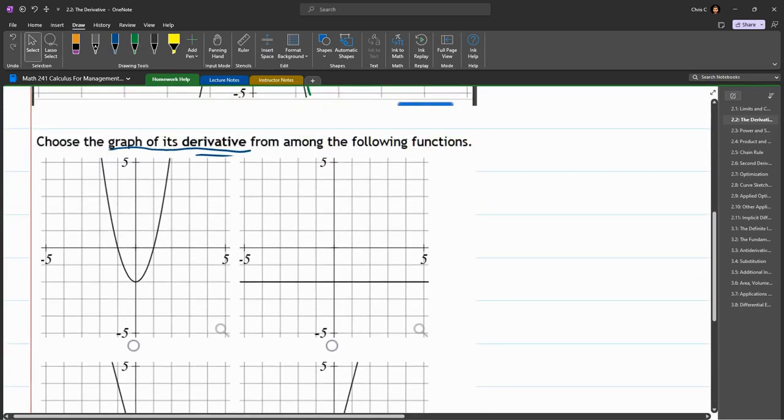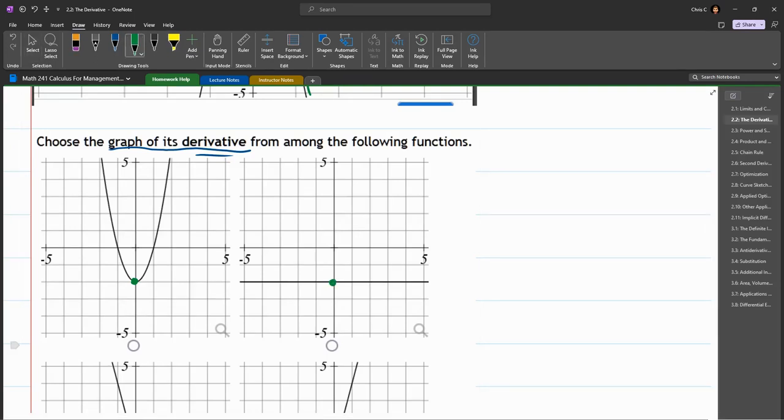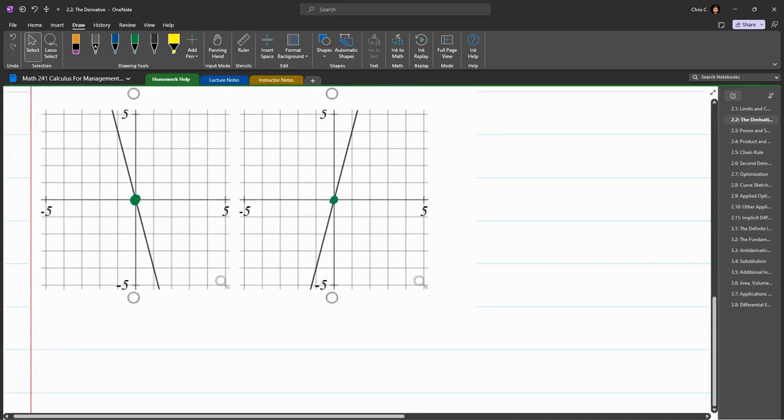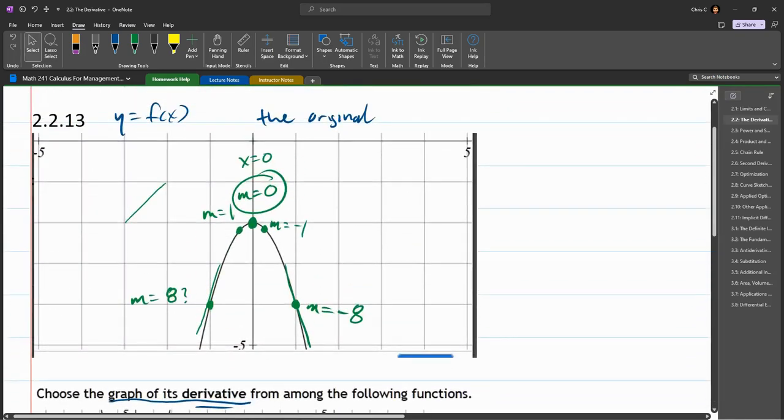The other two cannot possibly be it. This one has a y value of negative 2. It does have a slope of 0, but it has a y value of negative 2. It's not what I was looking for. This one also has a y value of negative 2 when x is 0. Again, not what I was looking for. So which of these two is going to be it? Let's look at the other slopes.